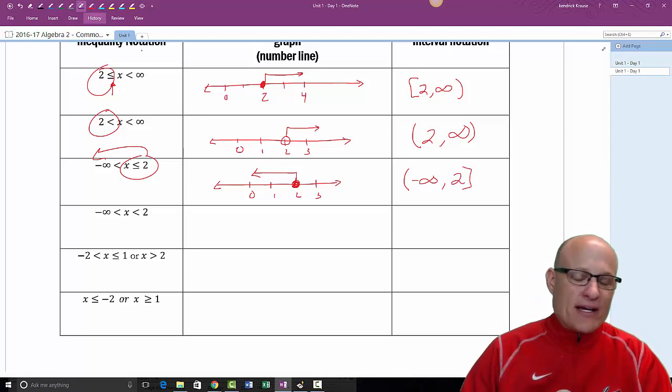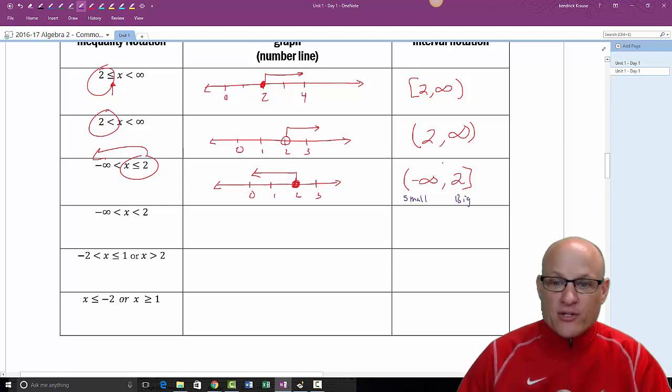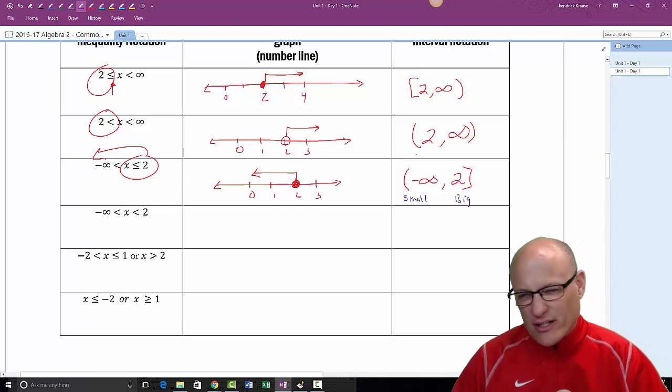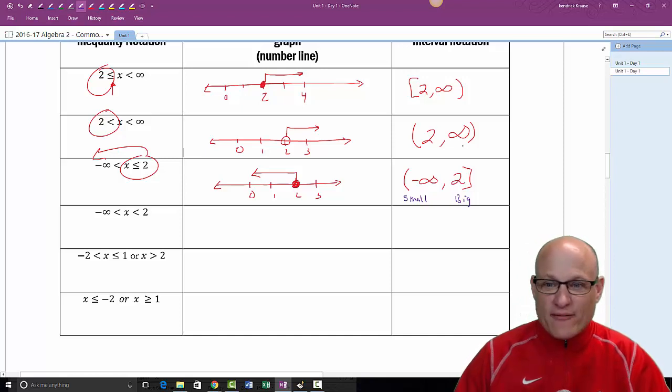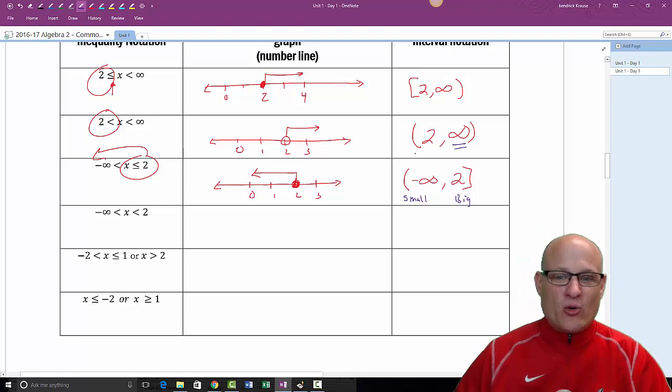One of the things I like to tell my kids is the small number always has to go on the left and the big number on the right. So negative infinity is as small as they could ever get, so it always has to go on the left. Positive infinity is as big as it can get, so it always has to go on the right.